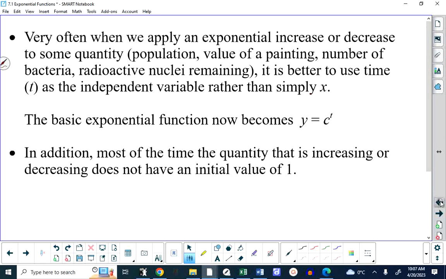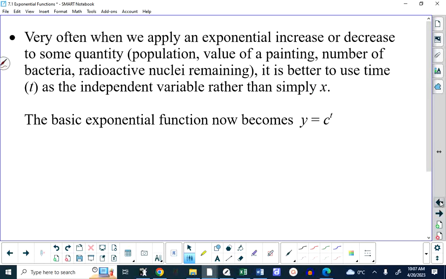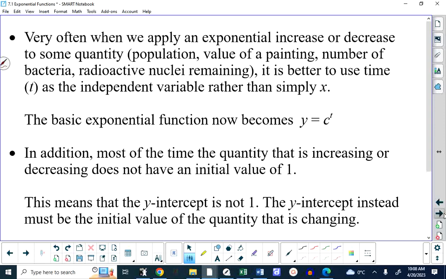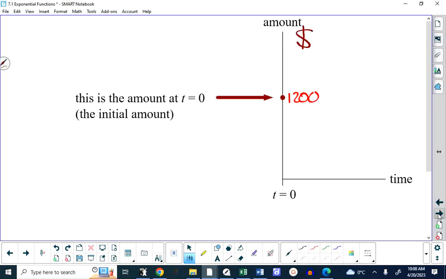Well, this base exponential function of y equals c to the x, first of all, becomes y equals c to the t. We don't use x on the formula sheet. We use t, because most of the time it's t. But most of the time, the quantity that's changing does not have an initial value of 1. It has some other value. So what do we do? We take this, and this point would be at 1.